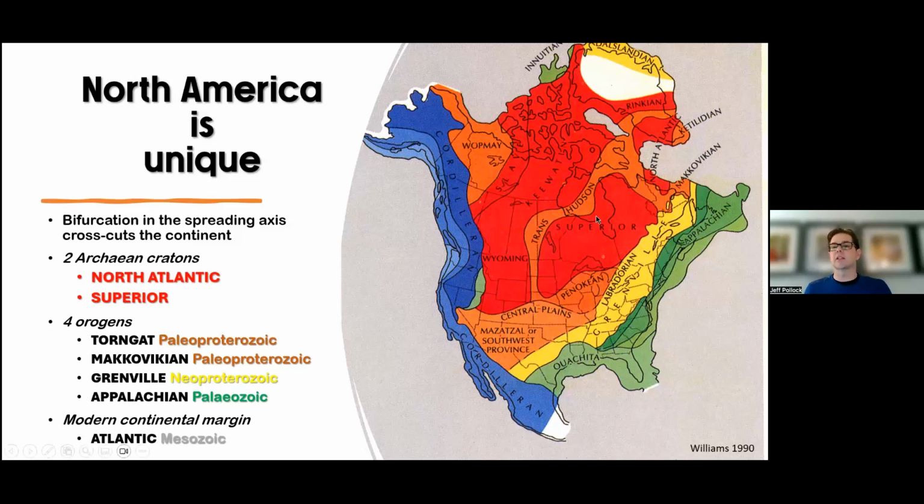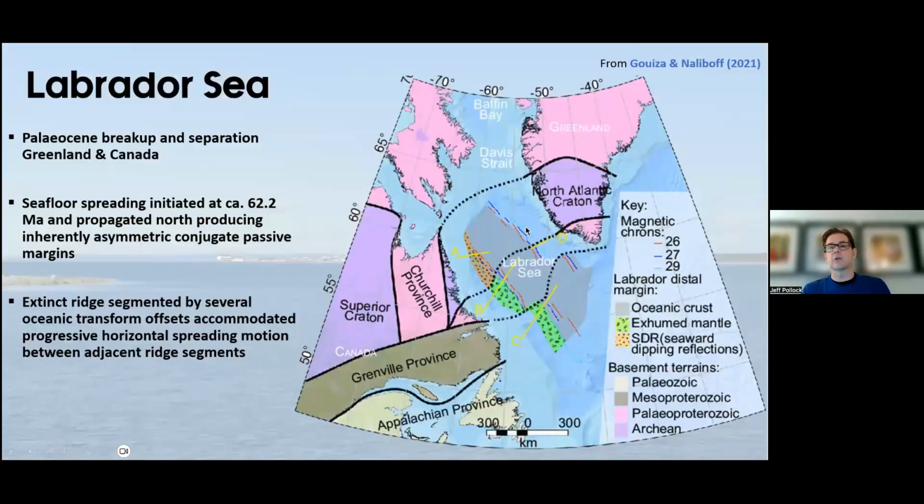If we look closely at the Labrador Sea, it records that breakup and separation from Greenland. It formed as a triple junction in the Atlantic where we had seafloor spreading. It's a magma-poor margin in the south, but a magma-rich margin when we get to the north in the Davis Strait, and records that asymmetric breakup. It has an extinct ridge that runs down its center, and it had a reorganization in the Eocene, which is accommodated by a bunch of transform faults and now modern fracture zones in the orogen.